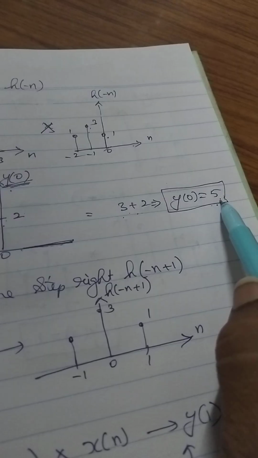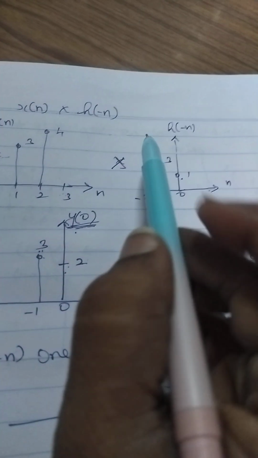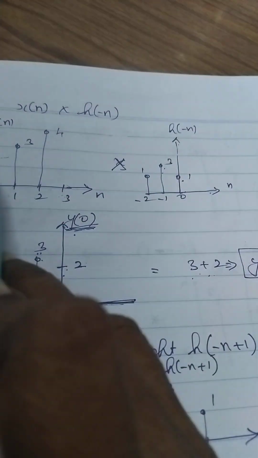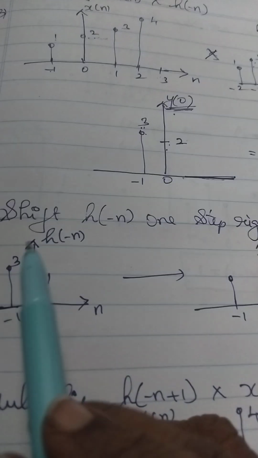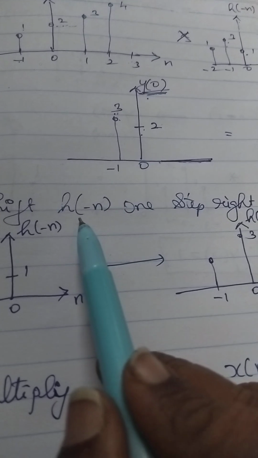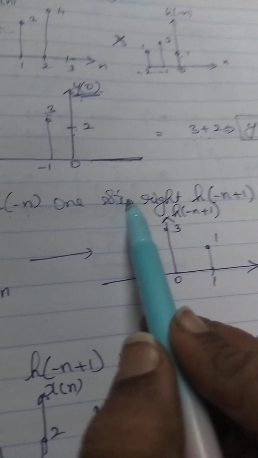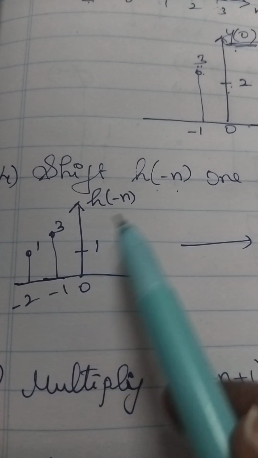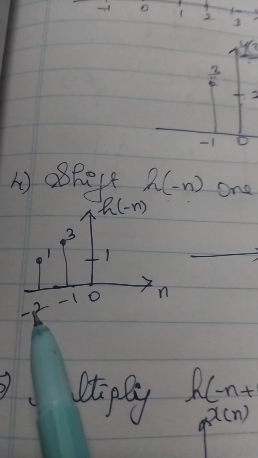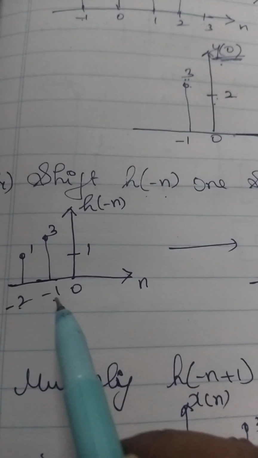How will you arrive at this y of 0 value? Just fold your h of minus n and multiply with x of n. Now the next step is you are going to shift your h of minus n one step to the right to get h of minus n plus 1. So here is your h of minus n. The origin starts at minus 2, minus 1, 0.